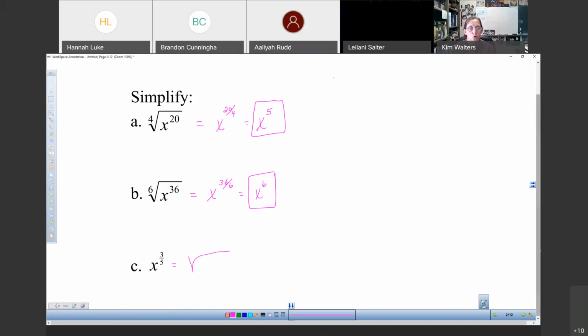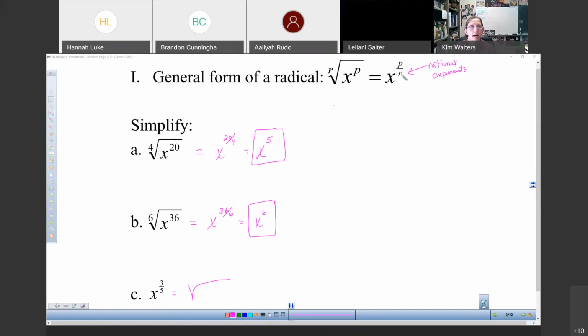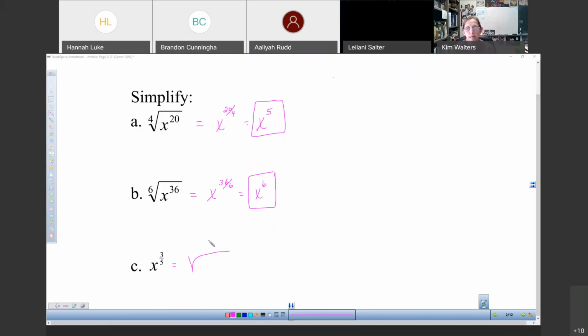Okay. Think back to my root, P over R. Yep, I'm getting several correct answers. This is my 5th root, and so that means this must be x to the 3rd power. That's it. That's all I need to do, okay? So I'm just putting it from one form to the other.